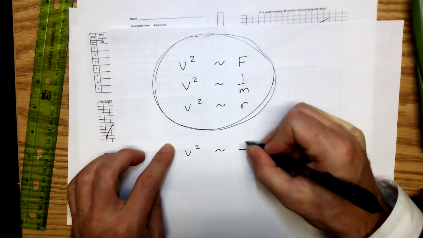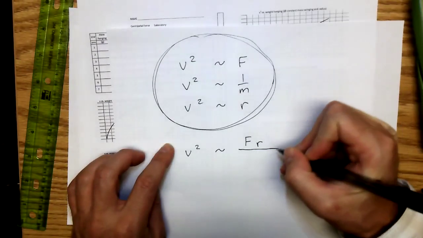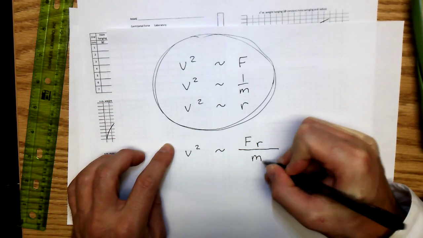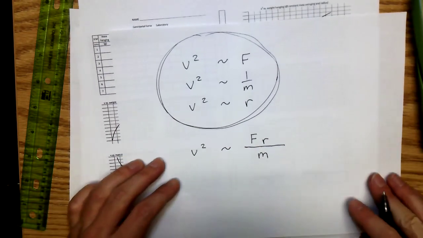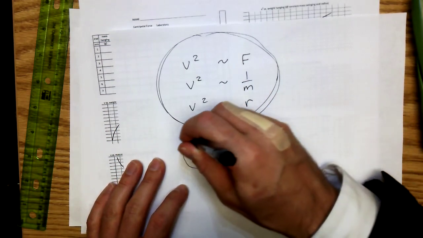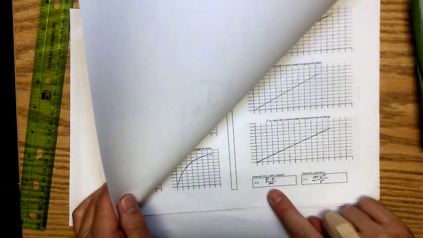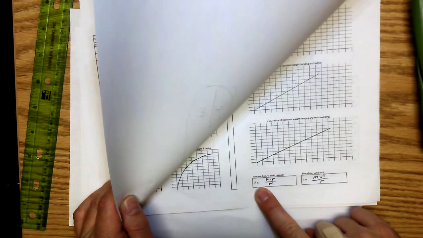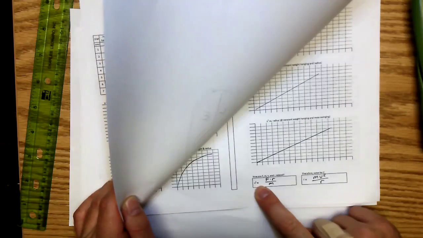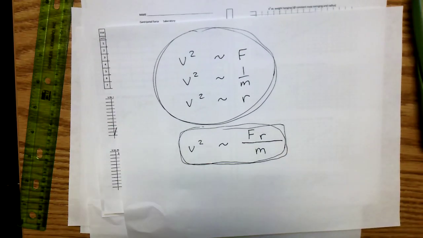Speed squared proportional to the centripetal force, F. F times R over M. That's it, FR over M. So that's a proportionality. That is the answer to this box right here. It used to use a different proportional symbol, that's why it looks a little different. Yeah, FR over M.